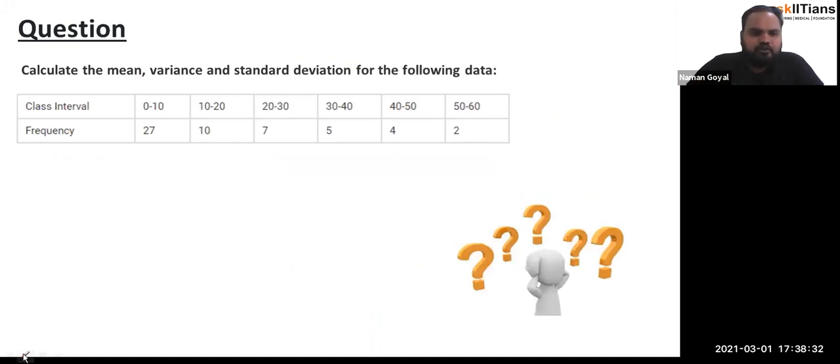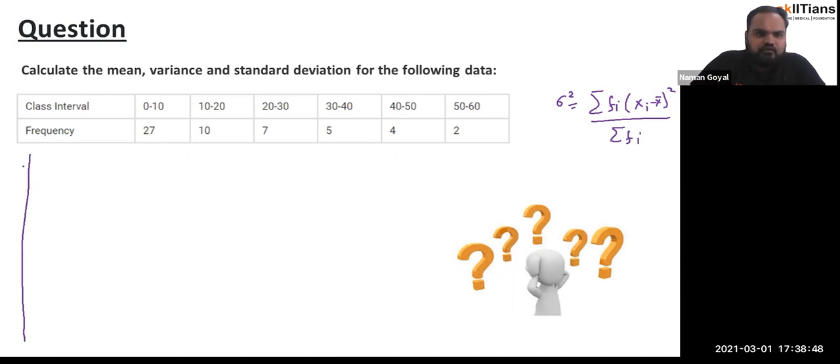So we have to take summation fi. Let me write down the formula. Sigma square, if frequency is given, will be summation fi multiplied by xi minus x bar square upon summation fi. Simple as that. Okay, so now we have to draw the table.